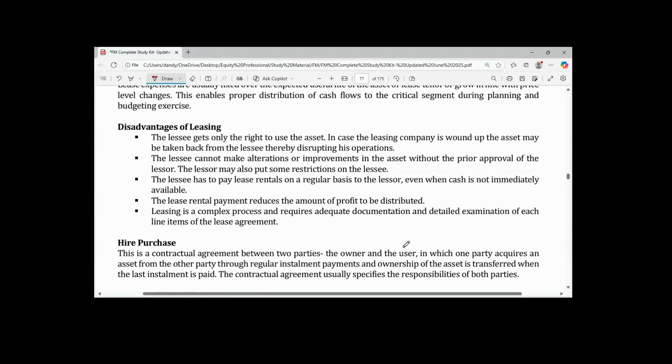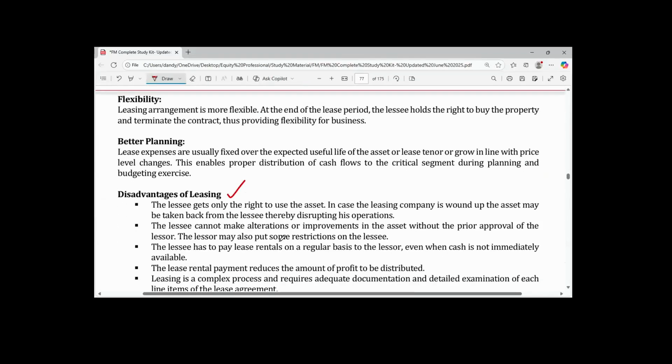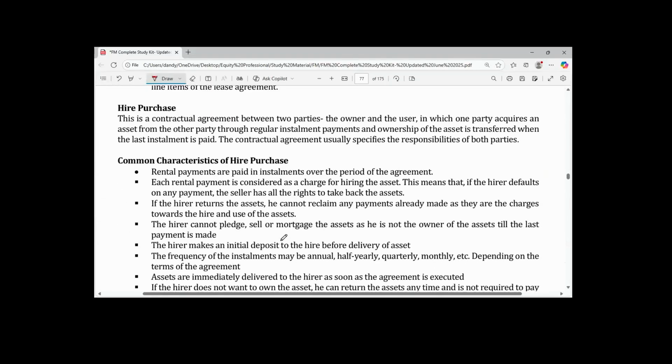So let's talk about hire purchase. The hire purchase is closely related to lease, but they are different. Okay, the hire purchase is also a source of medium-term financing. Now as far as hire purchase is concerned, if a company wants to acquire an asset and the full amount is not readily available, the company can approach a hire purchase company and say, I want to purchase this motor vehicle, but I don't have the means to buy the asset now. I want to be paying by installments.